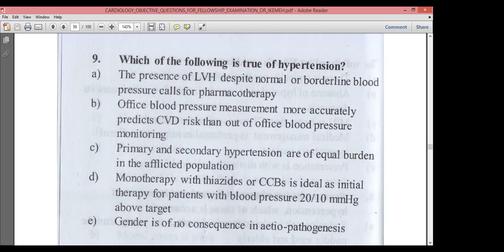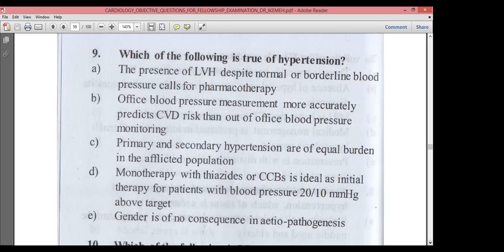Okay. E, gender is of no consequence. Of course, one of the risk factors for essential hypertension is gender. So the male gender has a higher risk of developing it than female. Any comments?